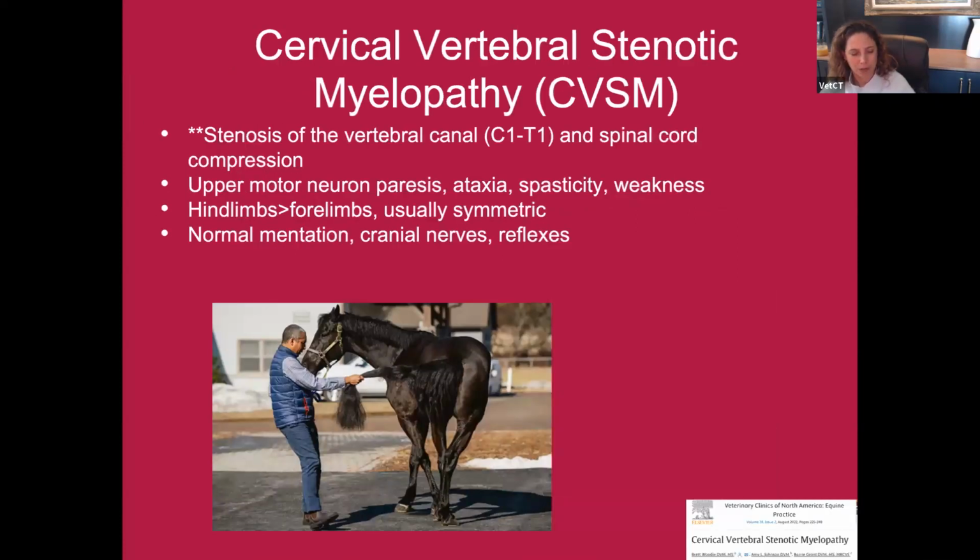Okay, moving on to Wobbler's disease. Cervical vertebral stenotic myelopathy, or CVSM, by definition, is stenosis of the vertebral canal, anywhere from C1 to T1, that results in spinal cord compression. With this, we can get upper motor neuron paresis, ataxia, spasticity, and weakness. Oftentimes the hind limbs are more affected than the forelimbs, and it's often symmetrical. These horses will have normal mentation, normal cranial nerves, and normal reflexes.